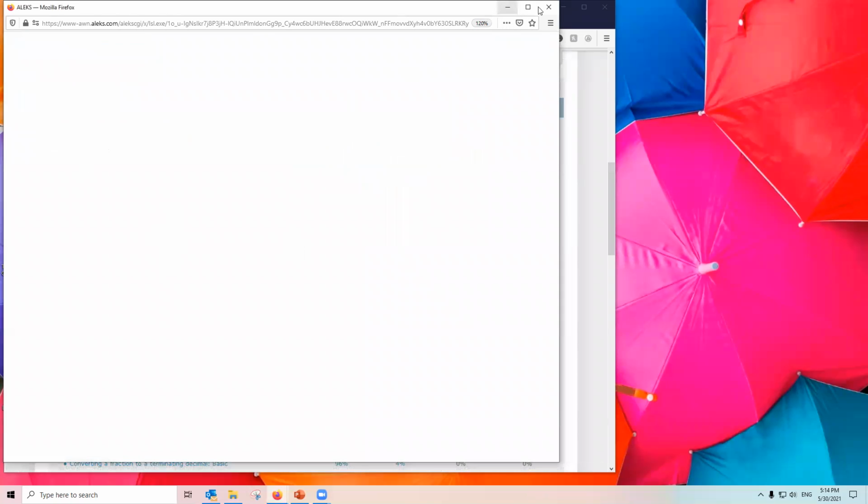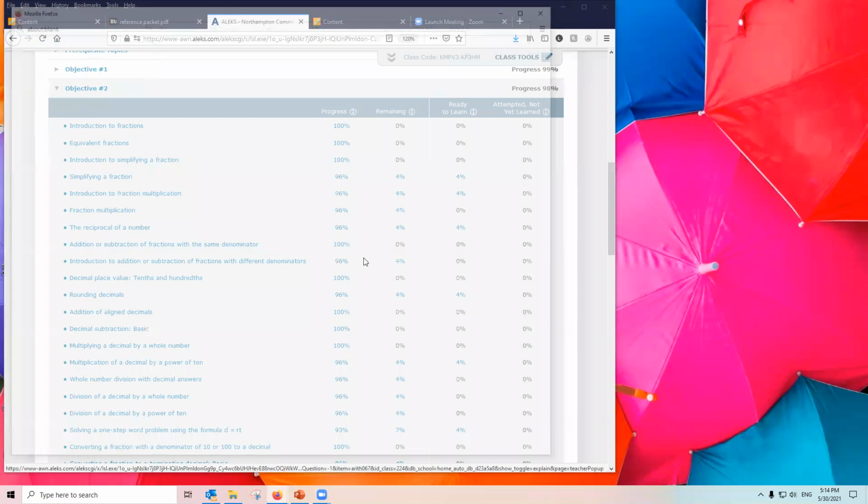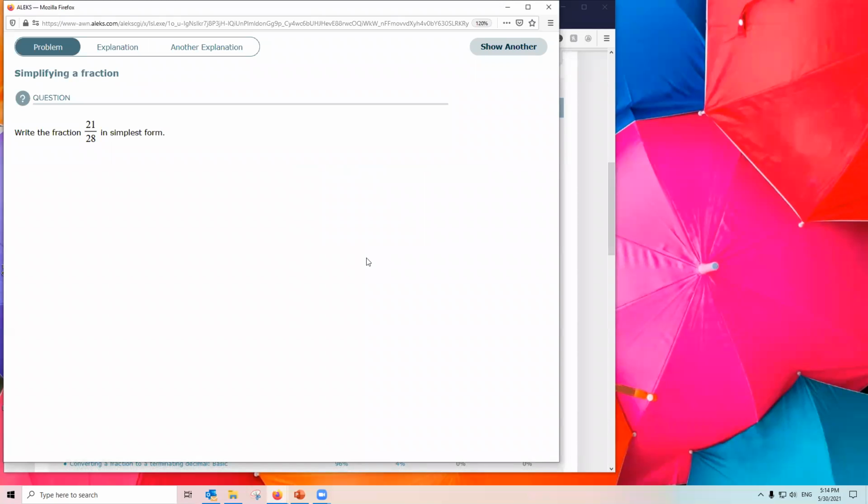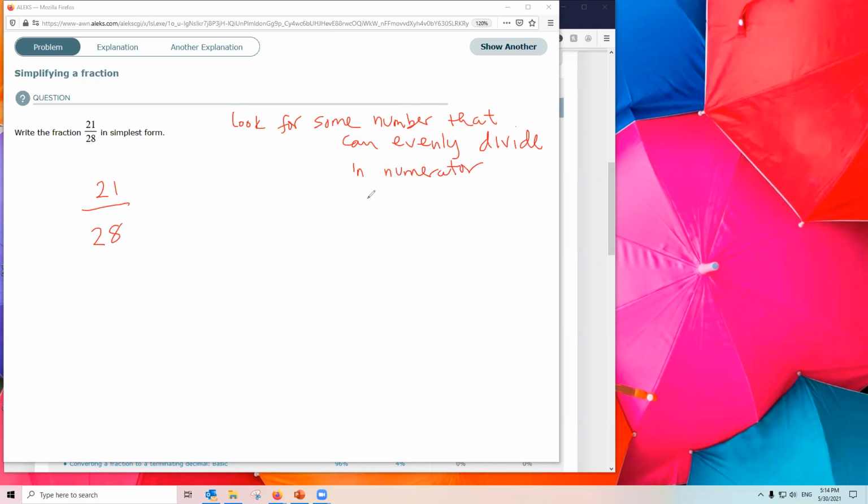Now, another topic is what's called simplifying a fraction. Let me actually go to the next topic here, simplifying a fraction. All right, so they want us to take a fraction and simplify it. What that means is write it as an equivalent fraction, but using the smallest numbers possible. And the way you do this is you look for some number that can evenly divide into both the top and the bottom. The top number is called the numerator and the bottom number is called the denominator. So we're looking for some number that can divide into both top and bottom.